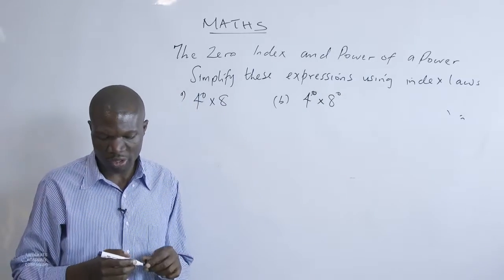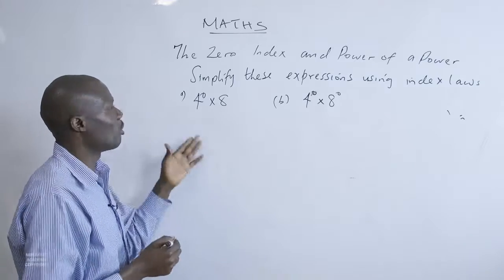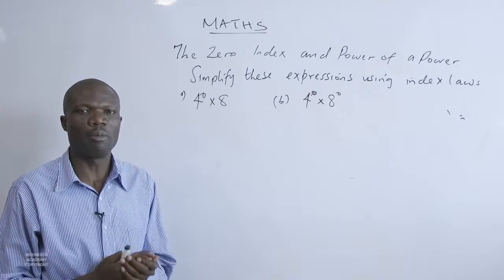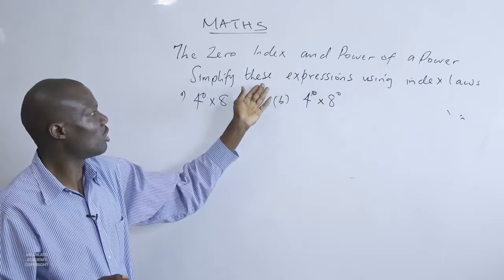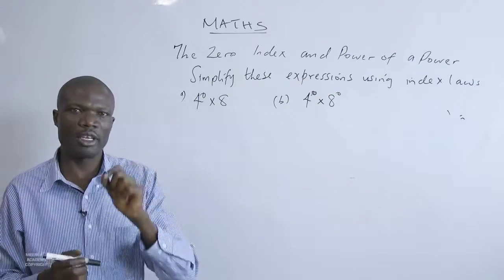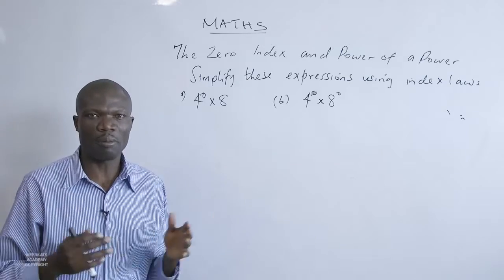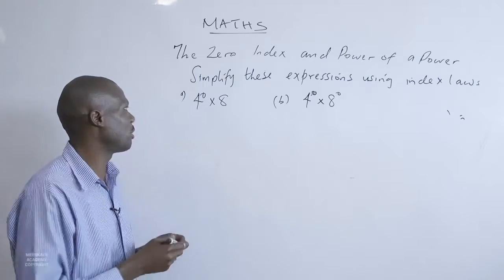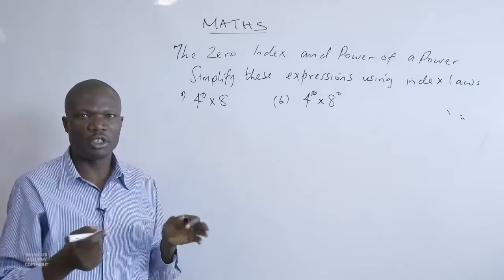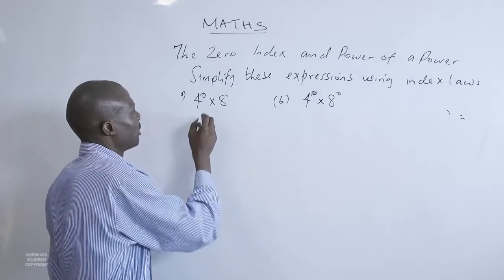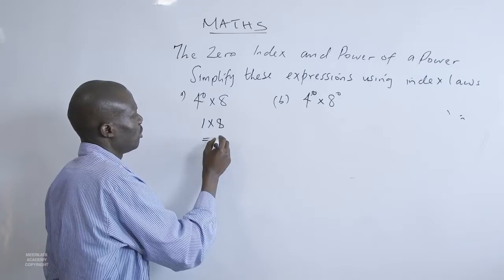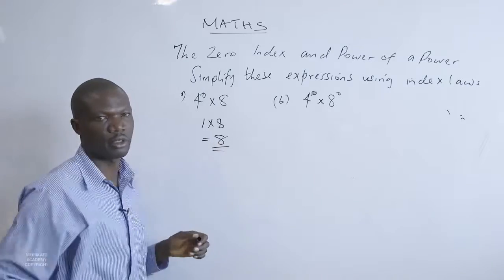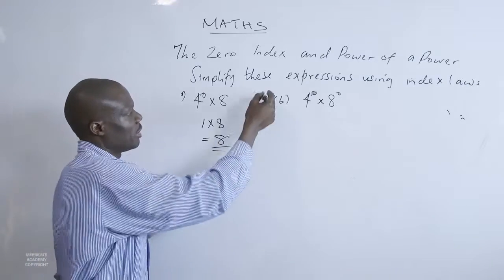Let us start with the first one. 4 raised to 0 multiplied by 8. We are supposed to solve using the index law. The index law tells us a number raised to 0 is 1. Therefore, 4 raised to 0 times 8 is the same as 1 multiplied by 8, which is equal to 8. That is what we shall get.